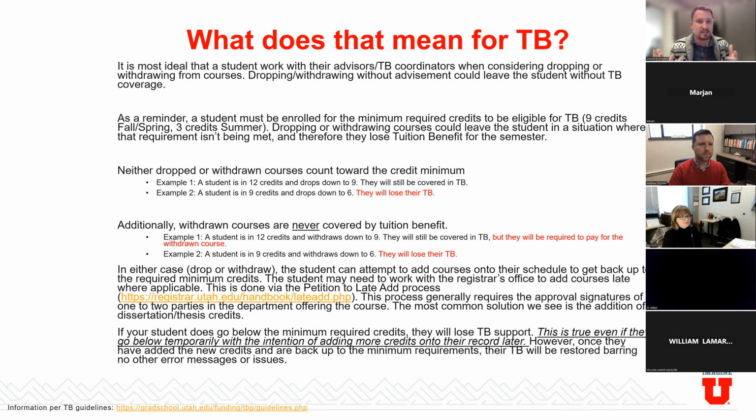However, withdrawal is again something to keep in mind. If they withdraw from 12 to 9, they're not going to lose their TB for those 9 credits, but they will be responsible for the withdrawn credits separately. And if they're non-resident, that's even more than they were expecting. So it can add up really fast. Additionally, if a student is in 9 credits and withdraws down to 6, they're going to lose everything. All the TB is going to go away and they're going to have to pay for all of that on their own.